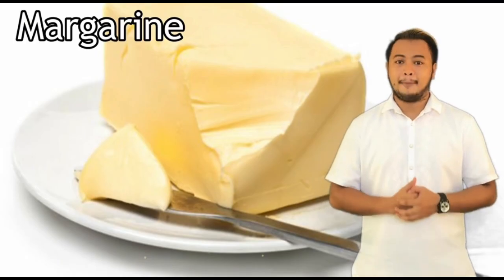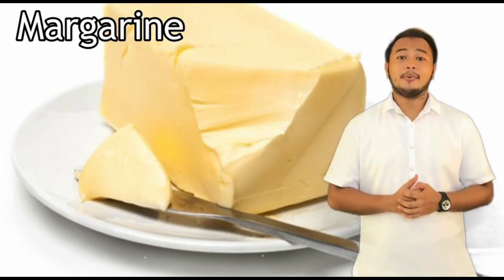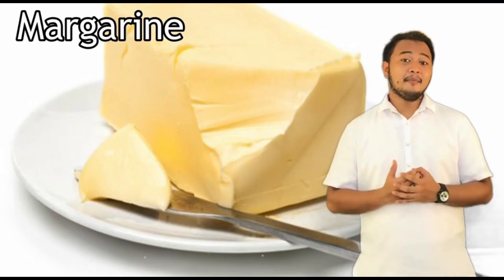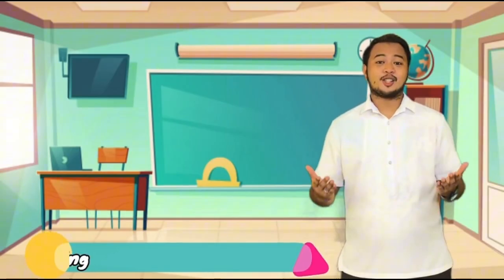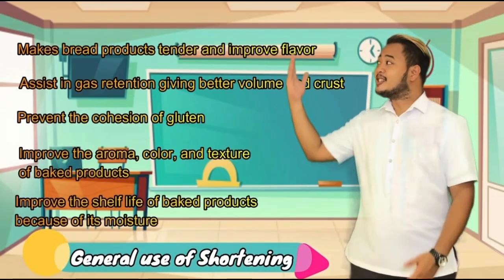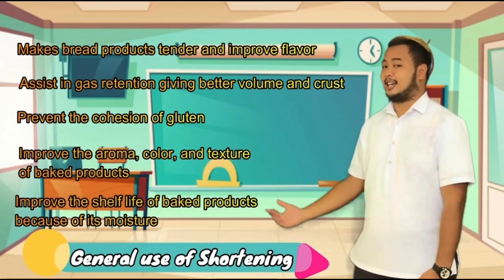This type of shortening is an imitation of butter because of its composition. It has the same amount of fat content. To sum up the functions of shortening in baking, these are the general rules of shortening.